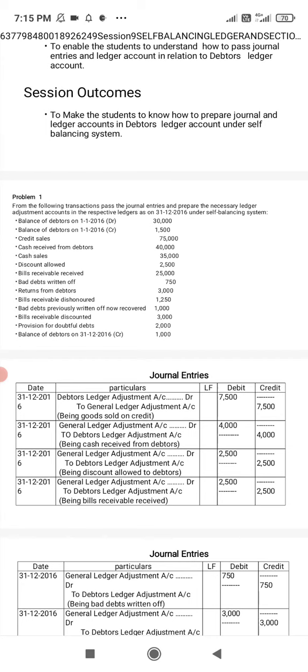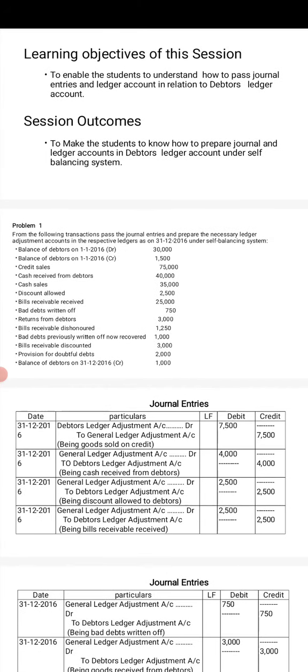First, you have to pass the journal entry for credit sales. Whatever the amount they have given as credit sales, for that you have to pass a journal entry. Credit sales is rupees 75,000. For this the entry is debtors ledger adjustment account debit to general ledger adjustment account, 75,000, 75,000 in both columns.